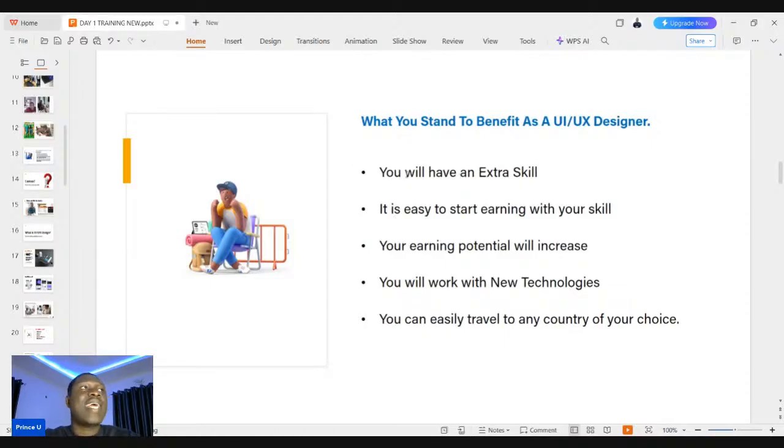And skill is just like learning how to drive. Nobody can take it from you. You understand? So you'd have increased your value by learning an extra skill. These are the things you start to benefit if you learn UI design. Next thing is that it is quite easy to start earning with your skill.